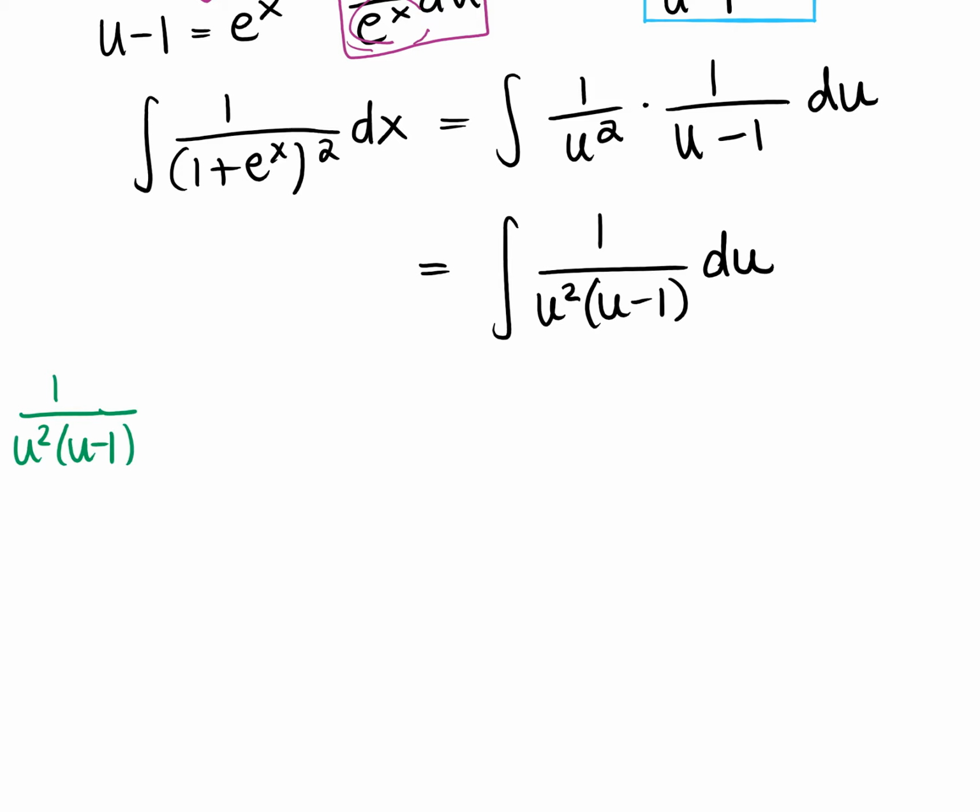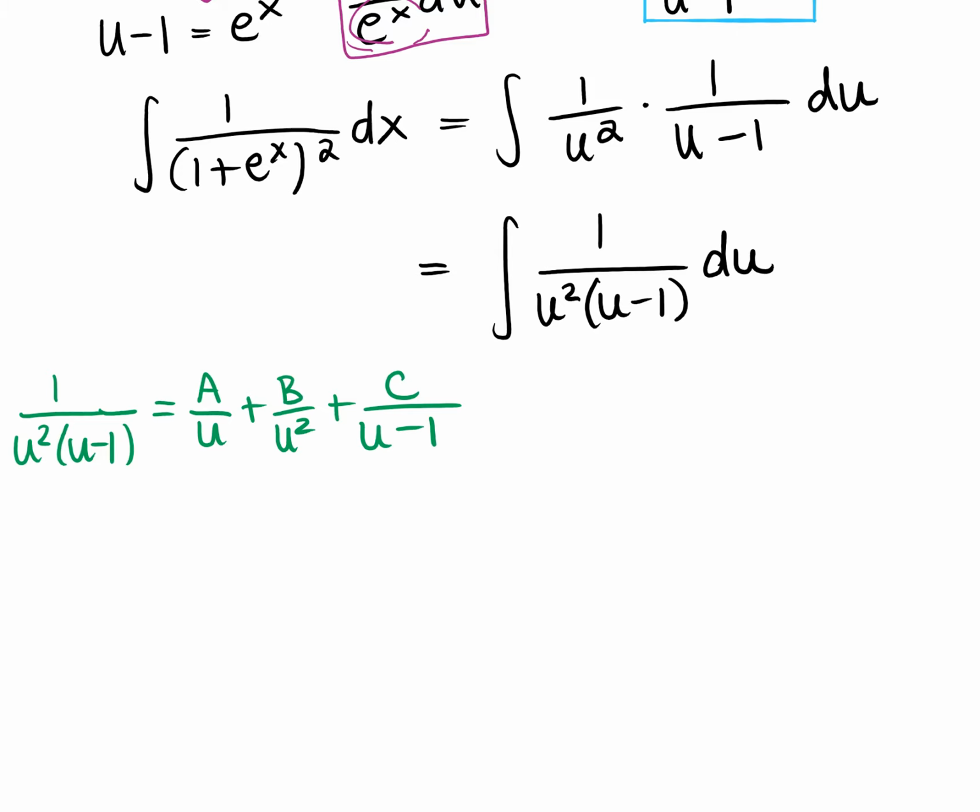So let's look at the factors that I have. U squared, that u in here, is linear, and it's a repeated linear factor. So we need to put 2 of them. Remember, with repeated linear factors, we put 2 of them.